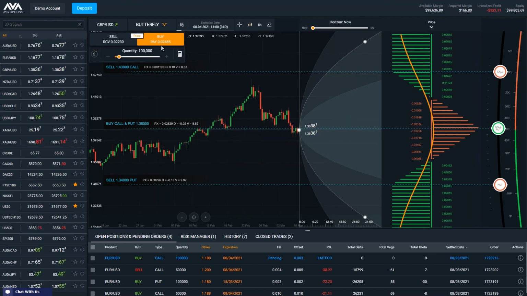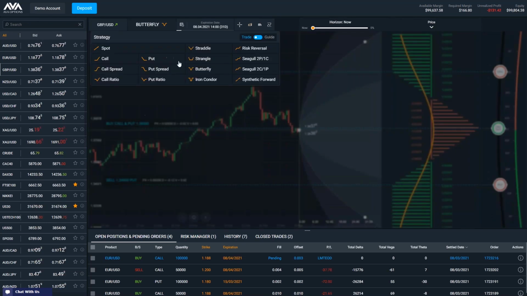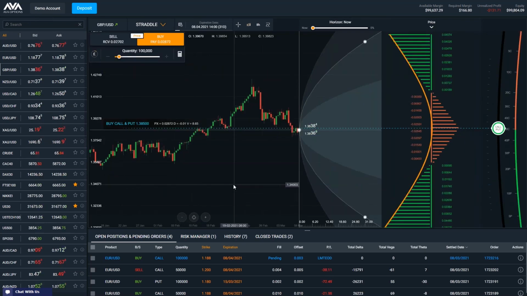This butterfly costs 248 pips. If I just do the same thing with a straddle, it'll cost 287 pips. It costs more because you have unlimited upside and unlimited downside.